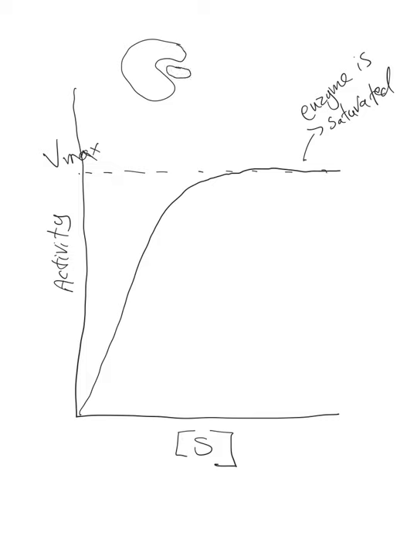But then imagine that we have a competitive inhibitor that looks similar to the substrate, not quite the same, but similar enough that it can bind to the same site. So if I have an excess of this inhibitor that can bind to the active site, then the substrate is going to have to compete with it for binding. This is the substrate. Okay? And this is the inhibitor.